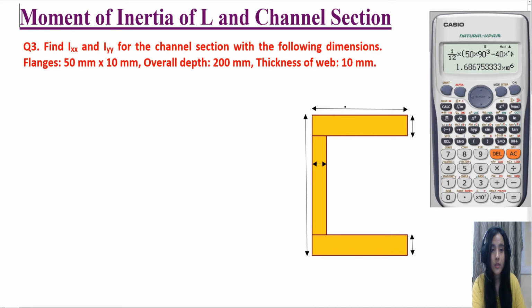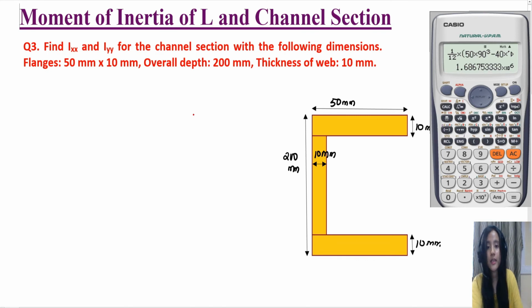So coming to the last numerical for today's session, let me read its statement. Find Ixx and Iyy for the channel section with the following dimensions: flanges 50 into 100 mm. So I have the flanges equal to 50 mm into 50 mm into 10 mm. So here also 10 mm is its depth, right? And the overall depth is 200 mm. So this is my overall depth, which equals 200 mm, and thickness of web is given as 10 mm. So this is given. Now we are asked to find the moment of inertia about Ixx and Iyy.